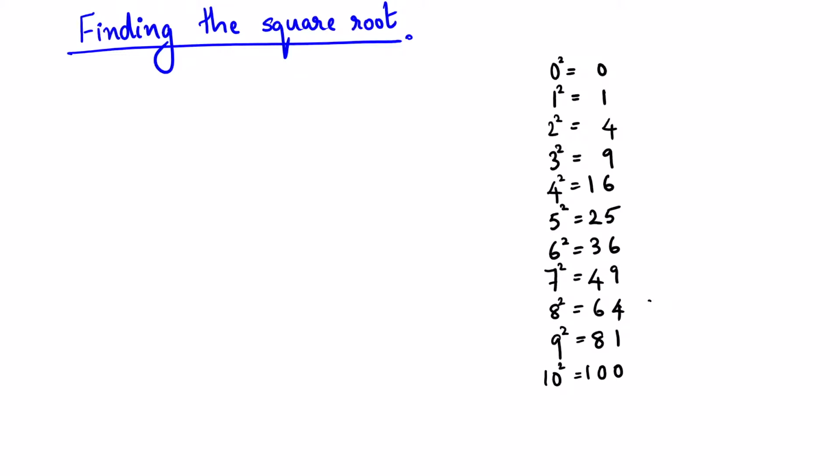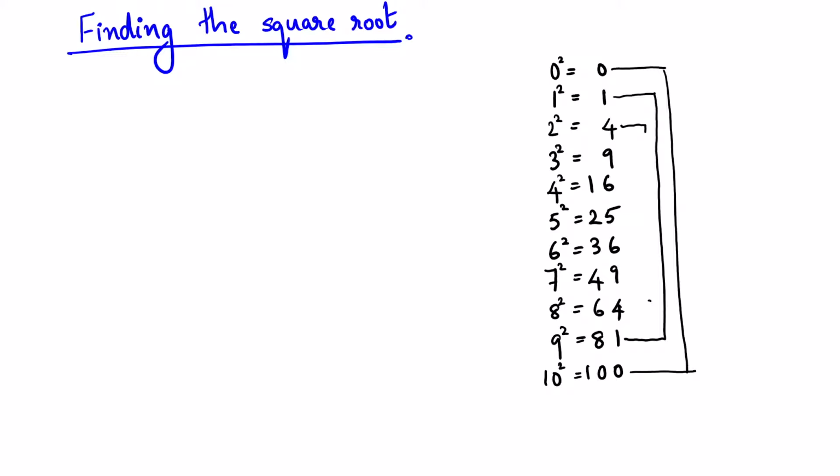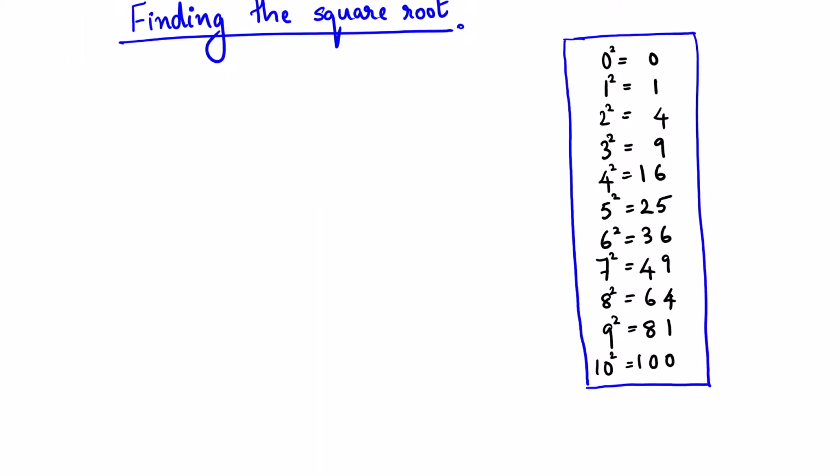See, the ones digit of 0 square is 0 and the ones digit of 100 is also 0. Similarly, the ones digit of 1 square and 9 square is 1. Likewise, the ones digit of 2 square and 8 square is 4. 3 square's ones digit is 9 and 7 square's ones digit is 9. 4 square's ones digit is 6 and 6 square's ones digit is 6 as well. And we have a single number which has a ones digit of 5. So always keep this in mind to find the square root easily.